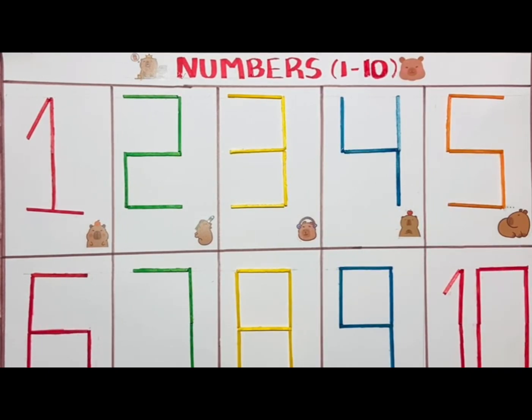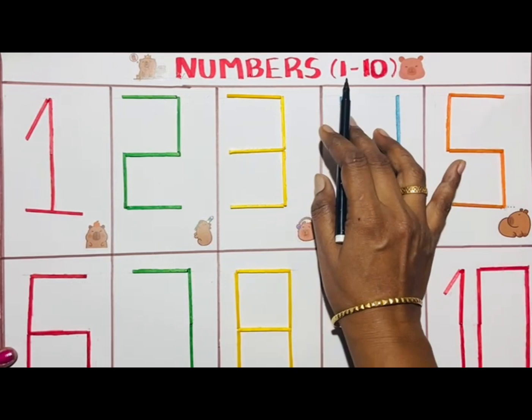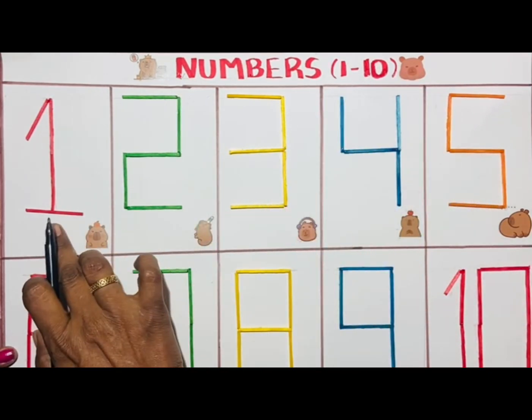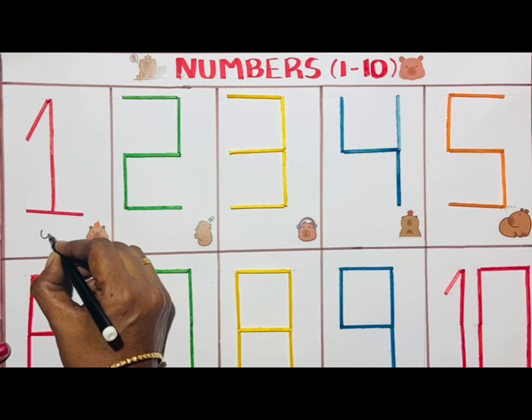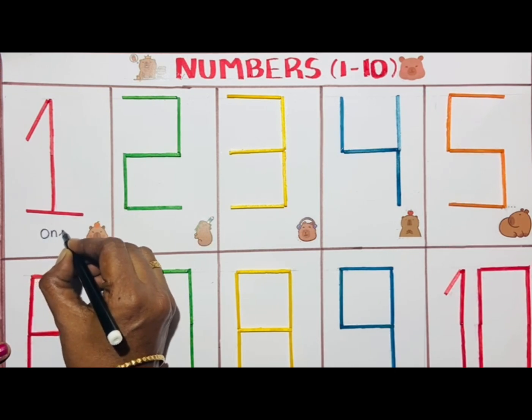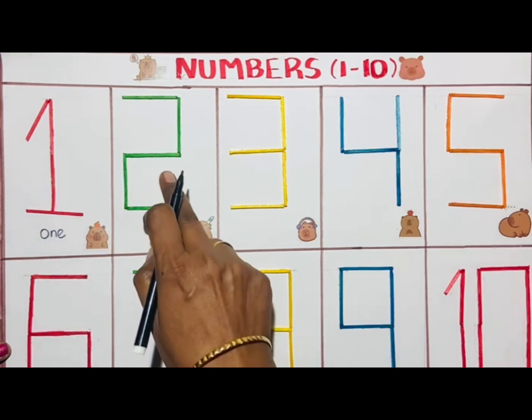Today we are going to learn numbers from 1 to 10. See the first one, 1. What is this? 1. What's the spelling? O-N-E, 1. Next one is 2.